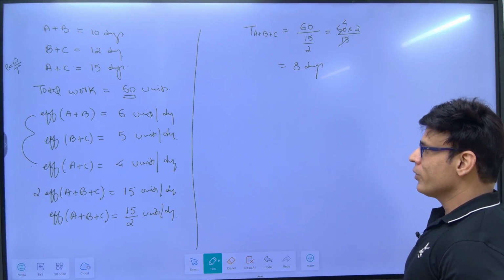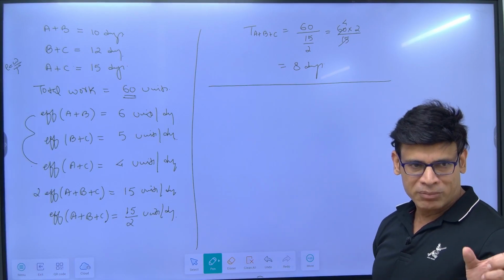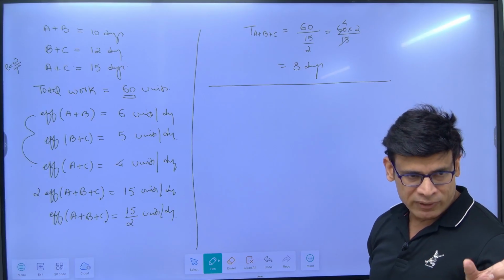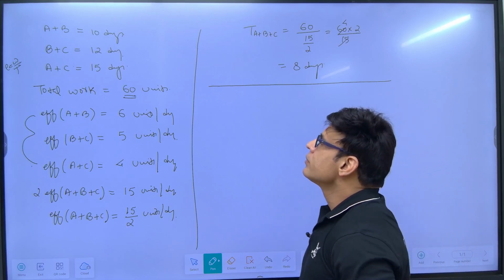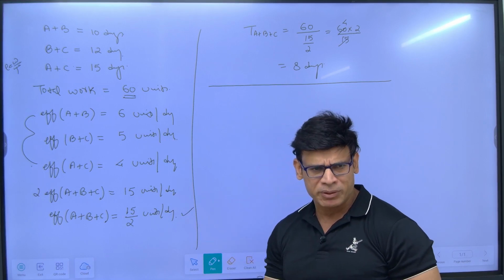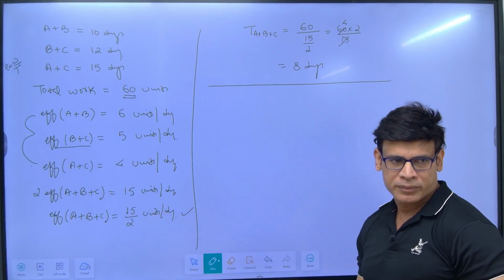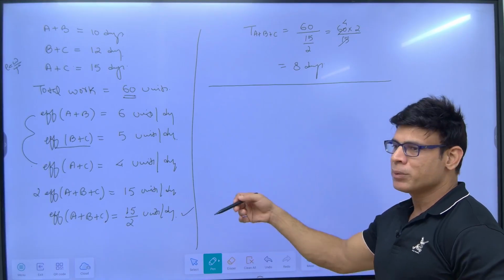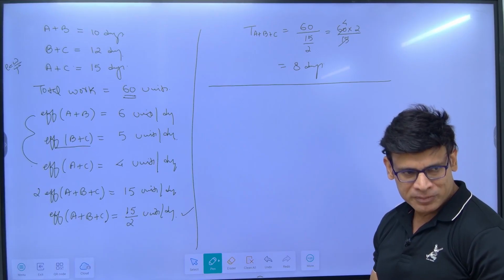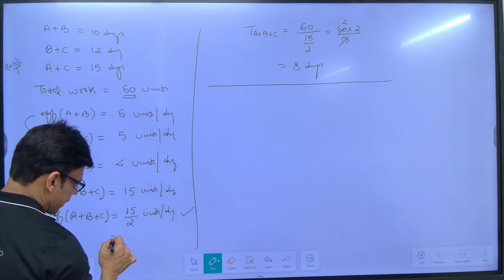Now, suppose you want to find out the time taken by A, B and C alone. Since A has to do 60 units of work, you need to find out the efficiency of A alone. What is the combined efficiency? 15 by 2, just 7.5. What is the efficiency of B plus C? 5. And what is the efficiency of A plus B plus C? 7.5. So can you tell me the efficiency of A?